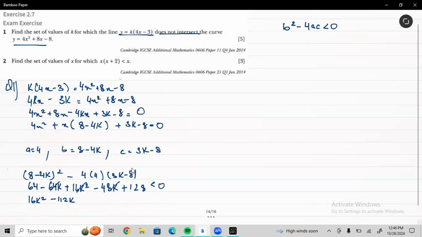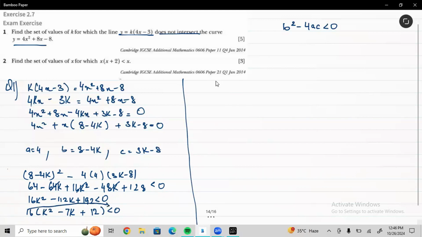128 plus 64 is equal to 192, so plus 192 is less than 0. We take 16 as the common factor: k squared minus 7k plus 192 divided by 16, which is 12, is less than 0. We have this because 16 divided into 0 on the other side is going to be 0.